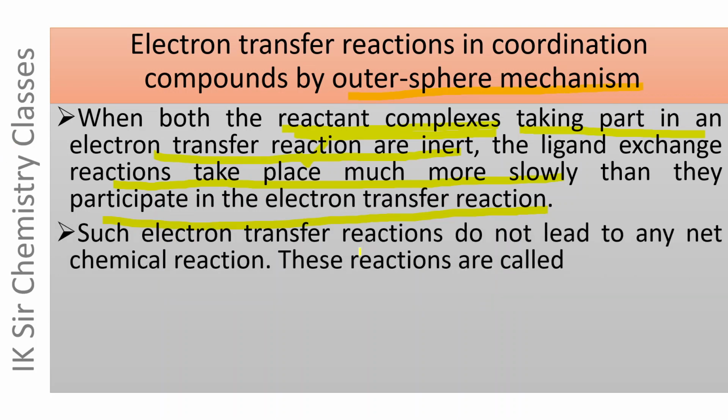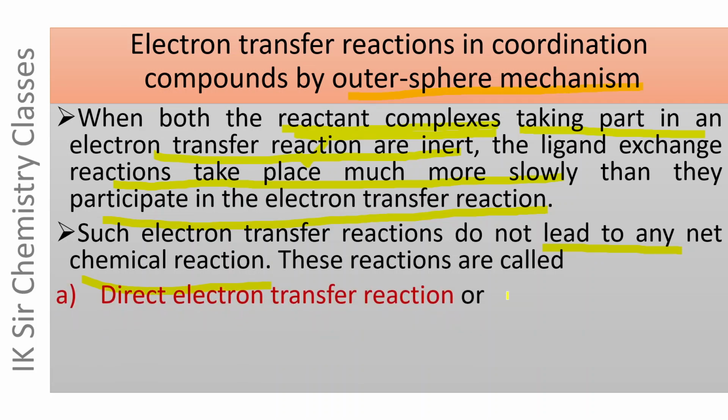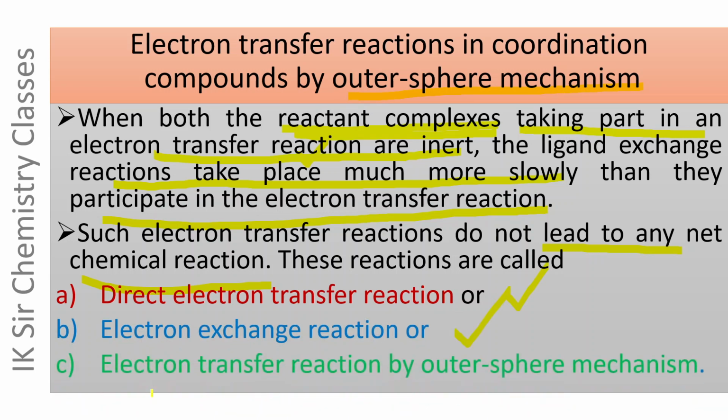Such electron transfer reactions don't lead to any net chemical reaction, and these are called direct electron transfer reaction, electron exchange reaction, or electron transfer reaction by outer sphere mechanism. It means the outer sphere mechanism is applicable when the reacting complexes taking part in an electron transfer reaction are inert and they cannot exchange ligand.